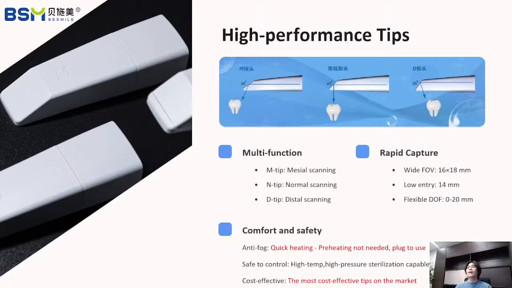And the next one would be the high performance tips. We have 3 tips, called M tips, normal tips, and D tips. The M tips is for the method scanning, which is used mostly when you scan the number 1 or number 2 teeth. And the N tip, we call it normal tips, which can handle over like 95% of the cases. And the D tips is for scanning the distal.